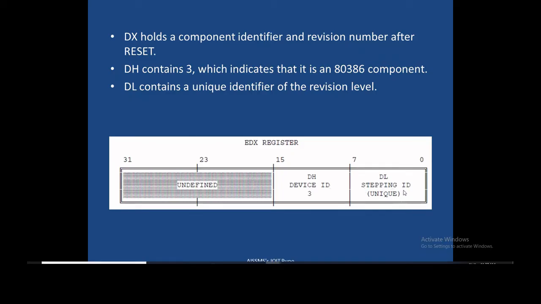Then the DL register. This DL register contains the revision level. We know all processors are revised from time to time, so each revision has a unique identifier. This DL register contains that unique identifier of the revised processor. So this is the second step after reset. By checking these two values of DH and DL, the processor comes to know that this is a valid step after reset.